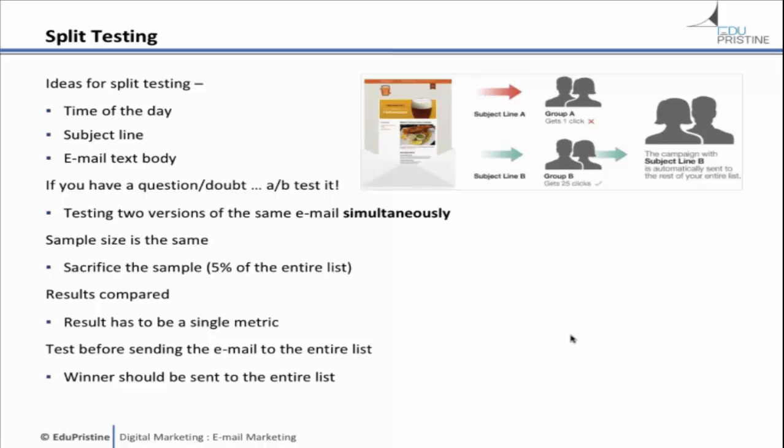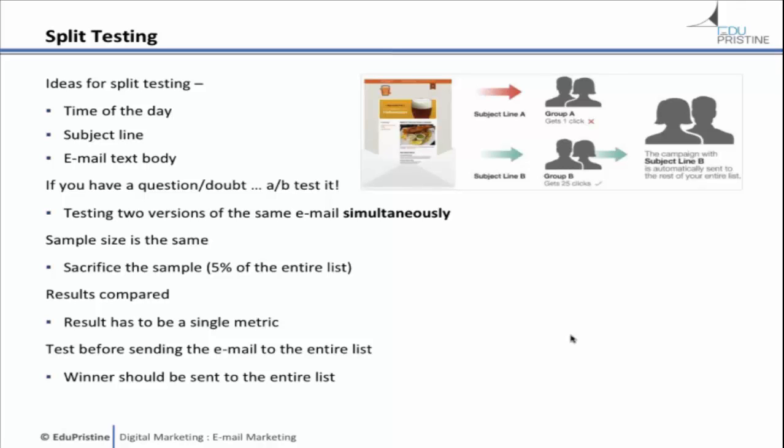You can change the subject line on 2 different emails and send it to people and see how it works. You can also change the email text body and then see if it works. So if you have a question or a doubt as to where is my target audience, try doing an A/B test. Testing 2 versions of the email simultaneously. So if there are 2 different geos, see if you can go ahead and launch 2 versions of the same email simultaneously. Sample size is the same.